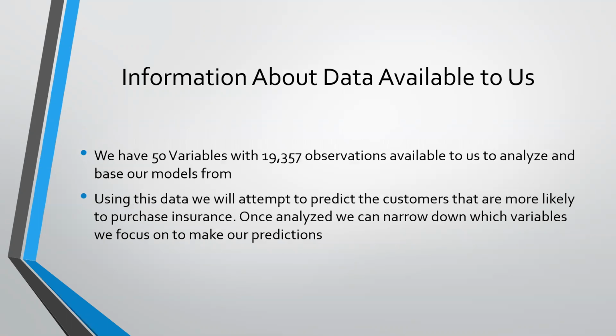So we have 50 variables with 19,357 observations available to us, and some of the variables are binary, which is yes and no, while others are numerical. Whenever you combine these two types of data, you can get a pretty accurate prediction rate of which customers in the end will purchase insurance. For predicting the customers that are more likely to purchase it, we can narrow down which variables to analyze based on their importance. We can focus on them more, and we can combine a variety of them with different methods to get an even better idea of which customers will purchase the insurance.